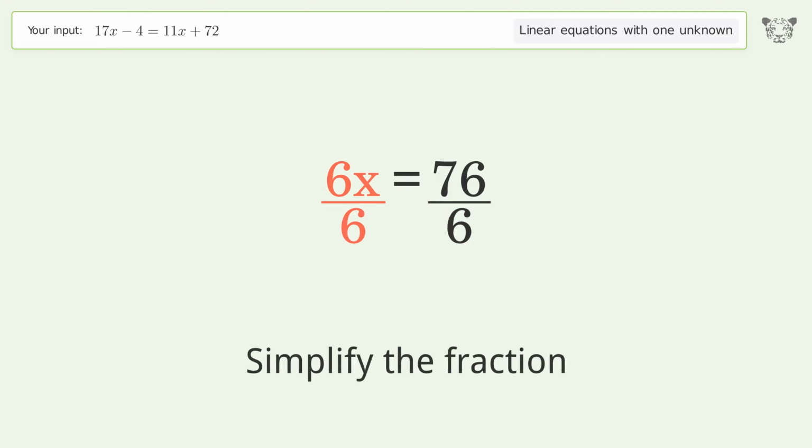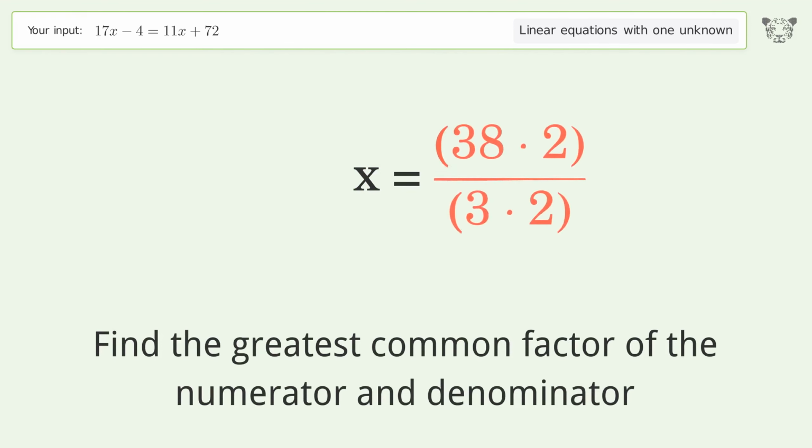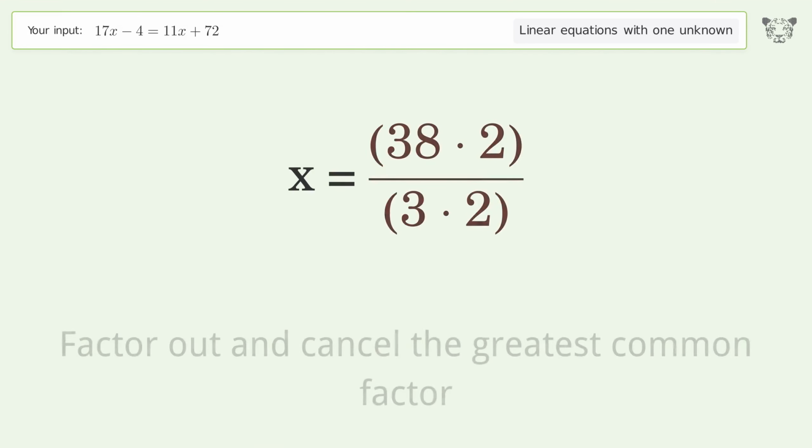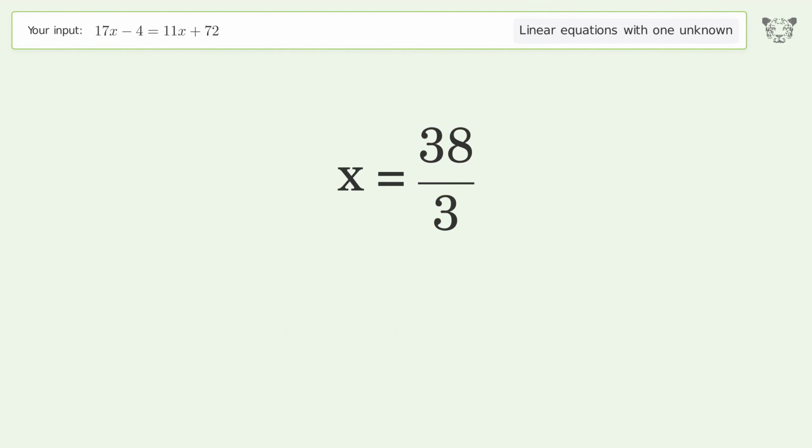Simplify the fraction. Find the greatest common factor of the numerator and denominator. Factor out and cancel the greatest common factor. And so the final result is x equals 38/3.